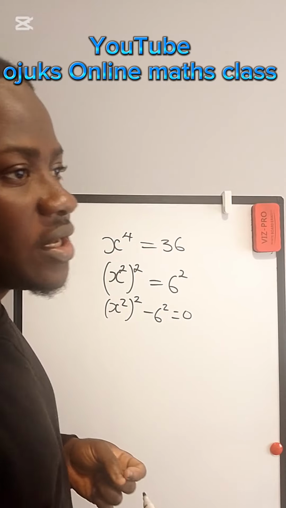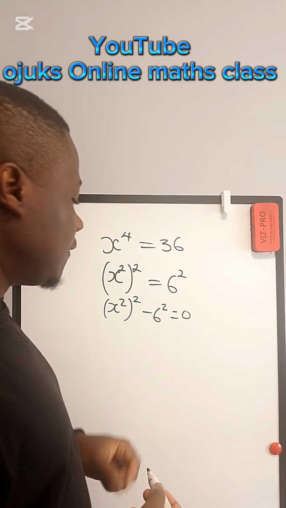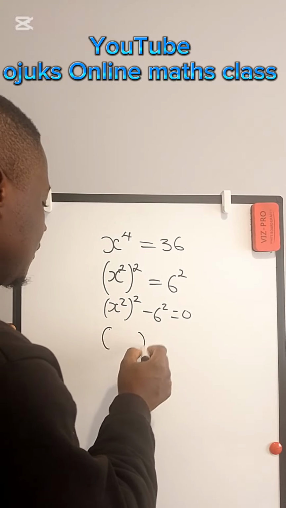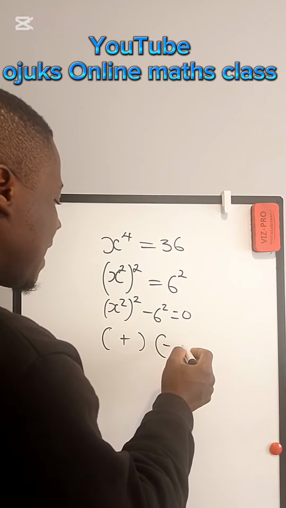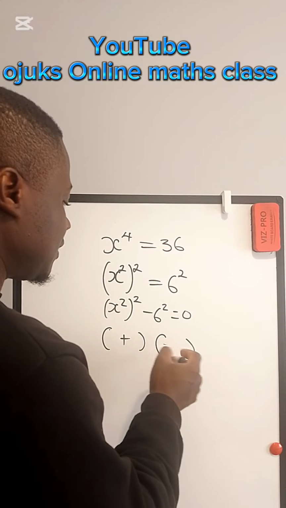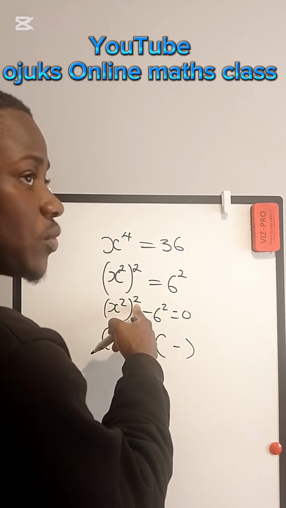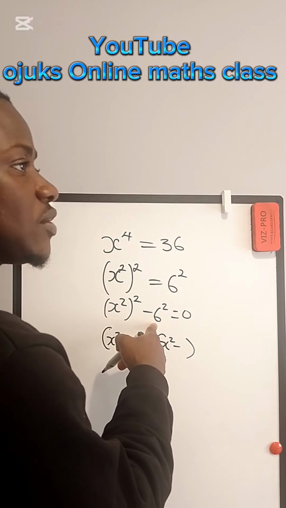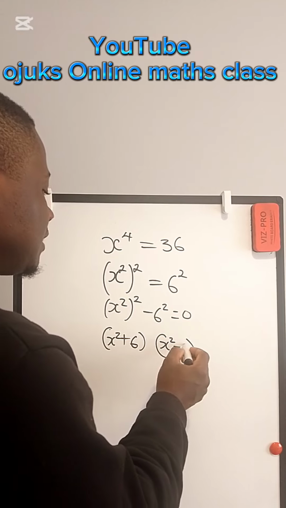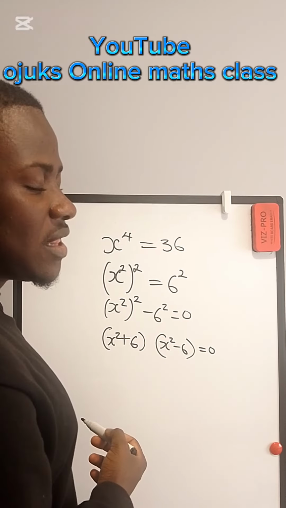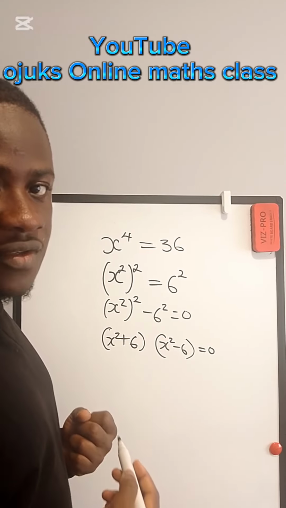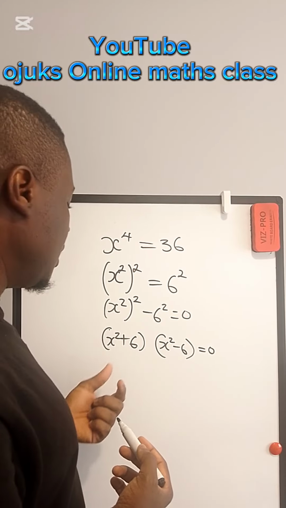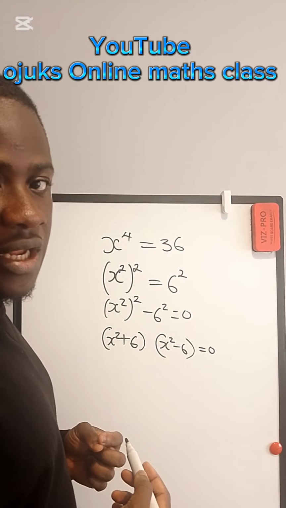Now we're going to use the method of difference of two squares to solve this. Applying the concept of difference of two squares, we open two brackets, plus in one, minus in the other, as you can see. So x squared is squared here, so we just have one x squared here, one x squared here. Then 6 squared is double here, so we have 6 here, 6 here, equals 0. Now, if the product of two numbers is equal to 0, it simply means that either of these numbers is equal to 0. So what we have to do is equate each of these brackets separately to 0.